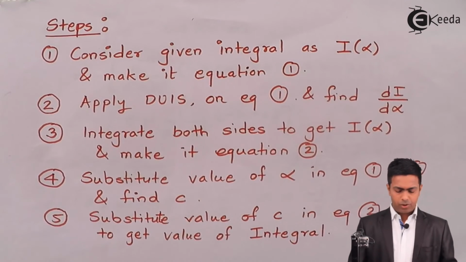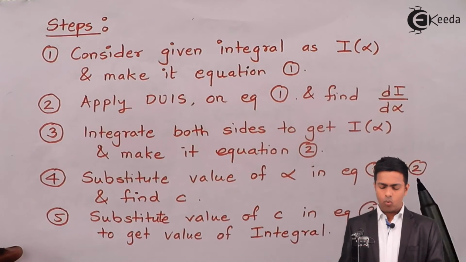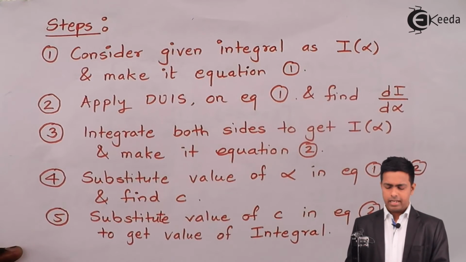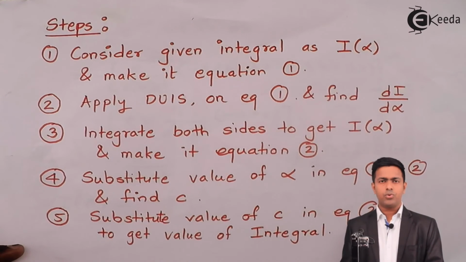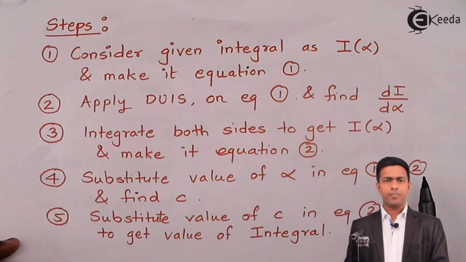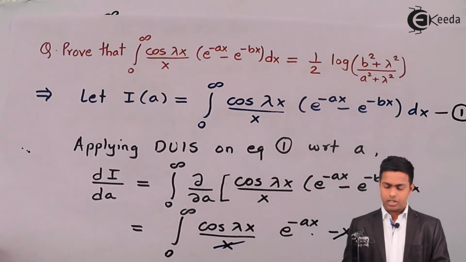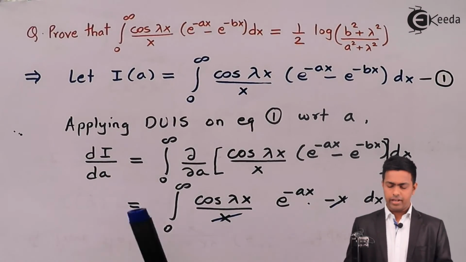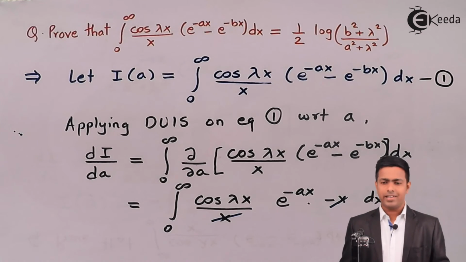Then we have to substitute some value of alpha, in our case it is a, in equations 1 and 2, and we have to find out the constant of integration c, and then again we'll substitute that value of c in equation 2 to get the final value of the integral. So let's start with step number 4. If you see equation number 2 and equation number 1, then we have to decide some value of a such that this integral will be a finite integral.